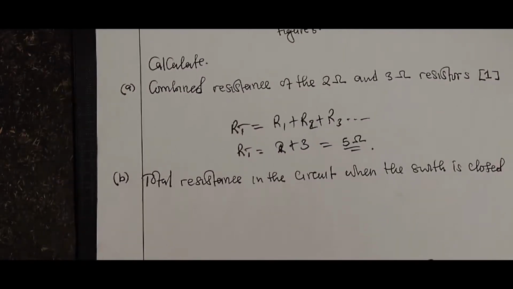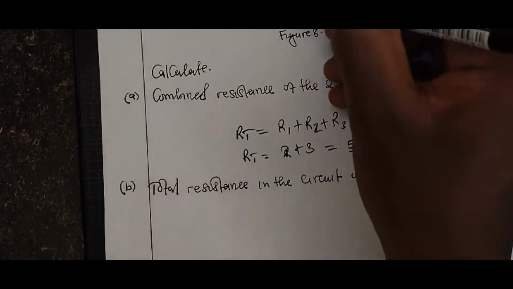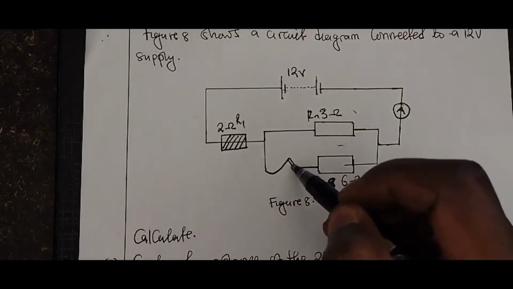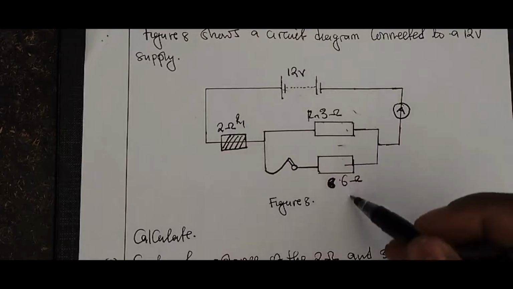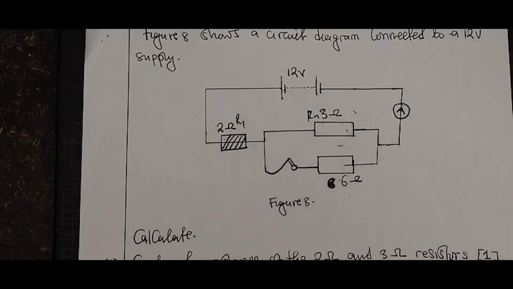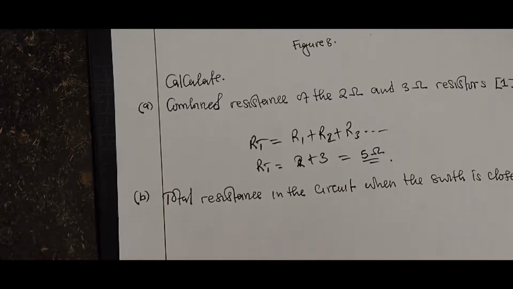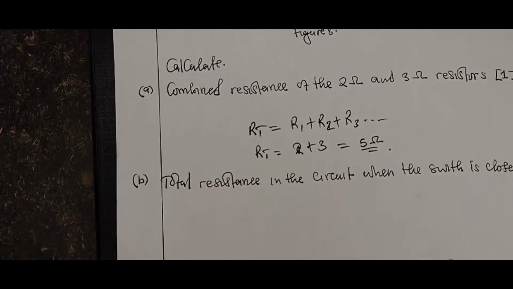Next: total resistance in the circuit when the switch is closed. When we close the switch, what will be the total resistance? Now we have these two that are in parallel, and we have one that is in series. In this case, how do you do it? Like I said in the first part, you start by finding those that are in parallel first, then you add the one that is in series.